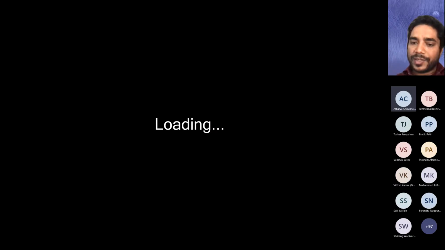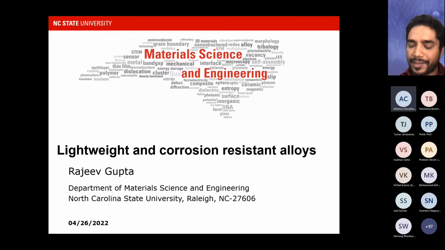Another possibility we were thinking about was choosing the solute element wisely, so that when some of the solute elements corrode, they release species which are corrosion inhibitors. So rather than adding corrosion inhibitors in the environment, you can have the corrosion inhibitor within the material, and that causes the repassivation.